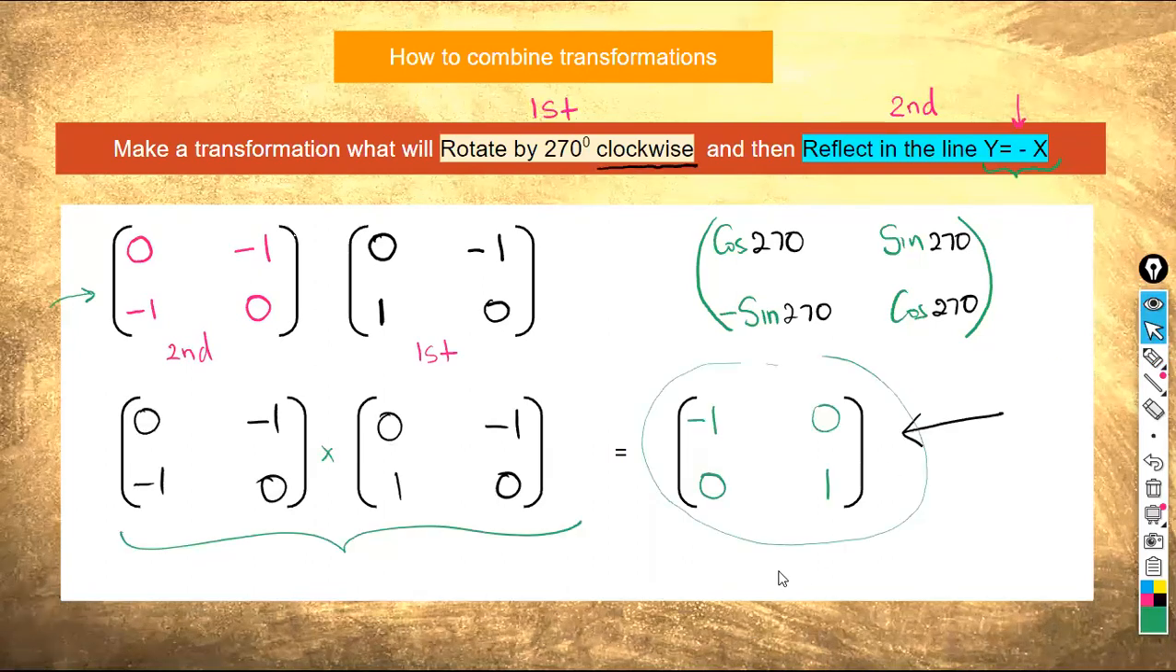For recording purposes, when you multiply the two matrices, this is your final answer. That matrix will do both things at the same time in that particular order.